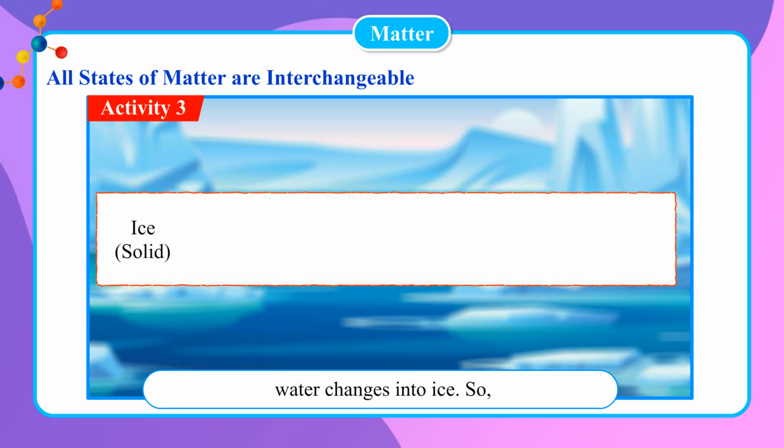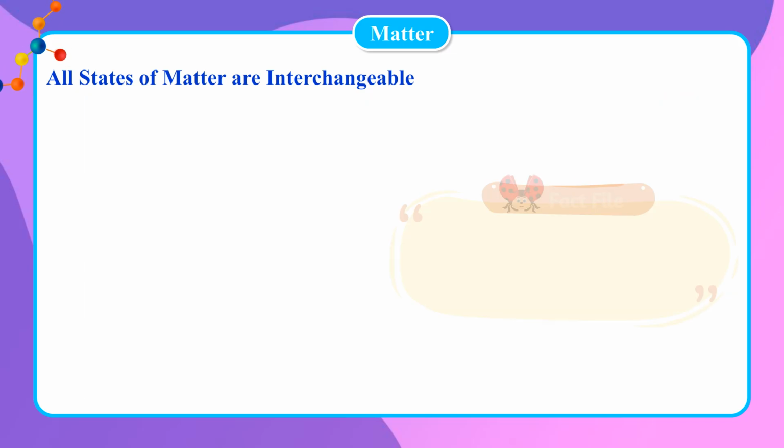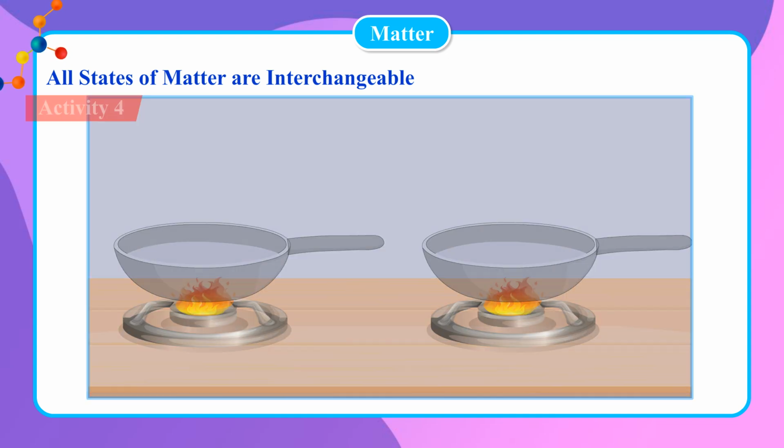Ice, solid. On heating. On cooling. Water, liquid. On heating. On cooling. Water vapor, gas. Fact file. Some substances, like camphor, directly change from their solid state to gaseous state.